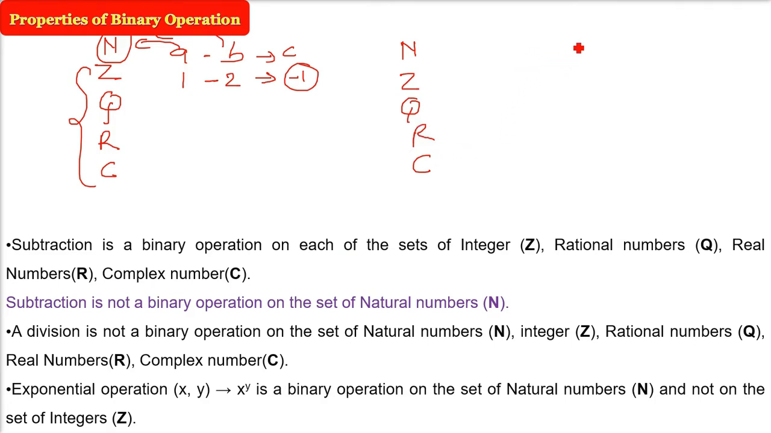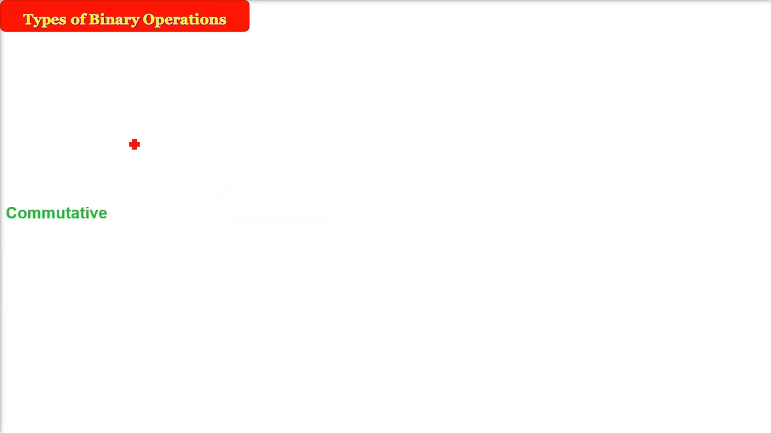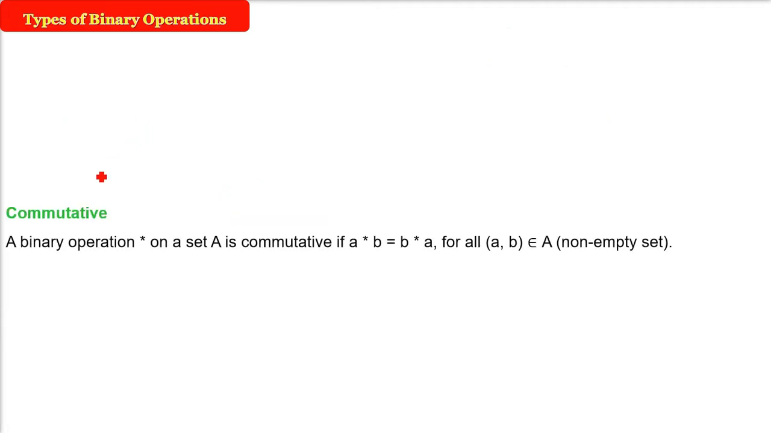Then the exponential operation, that is x to the power y. So this is a binary operation on the set of natural numbers, but not on the set of integers. Please remember, I'm just talking about exponential, that is x to the power y. So it is a binary operation on the set of natural numbers and not on the set of integers. Now, the types of binary operation, or the properties of binary operation.